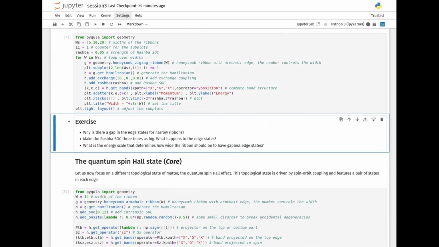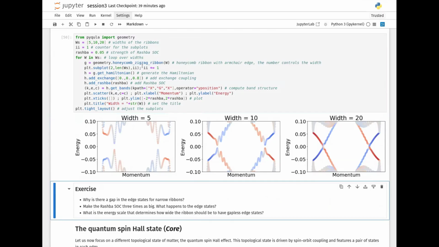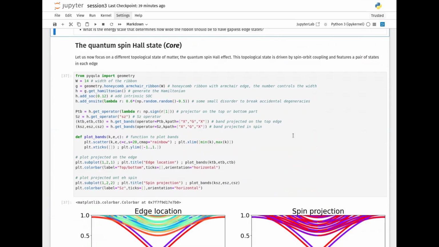So for example, if you take a very low Rashba spin orbit coupling, your topological gap is going to be very small, and you may even have hybridization between edge states, even if your ribbon is relatively wide. So you see that even for a width of 20, you still have a little bit of hybridization between the edge states, because the edge states have a very large localization length.